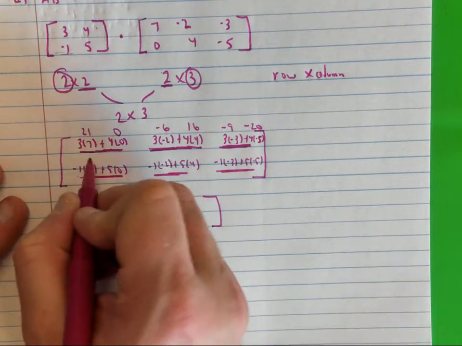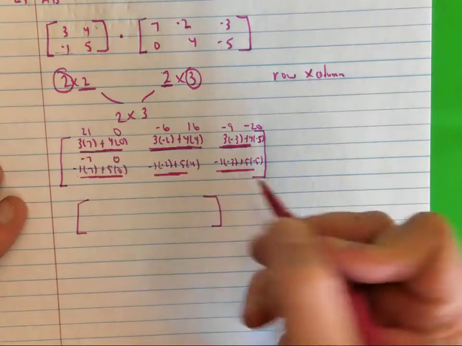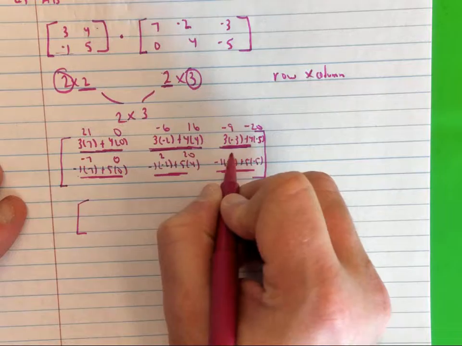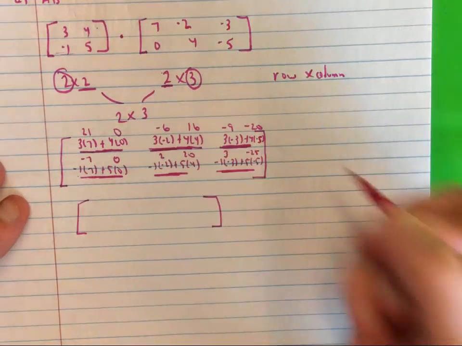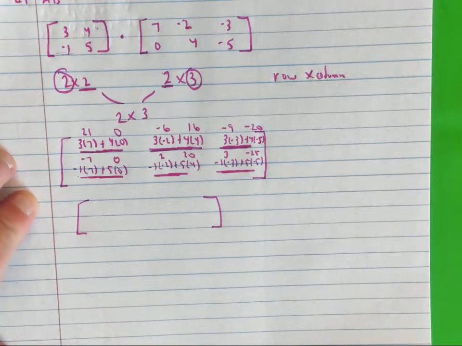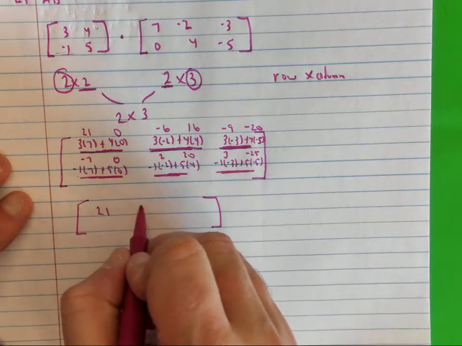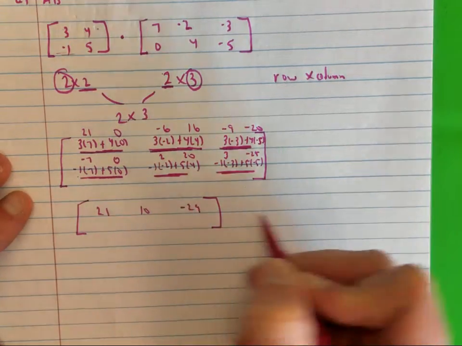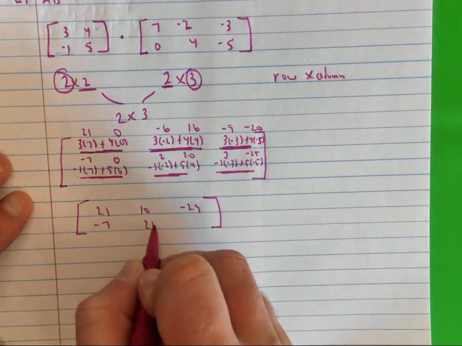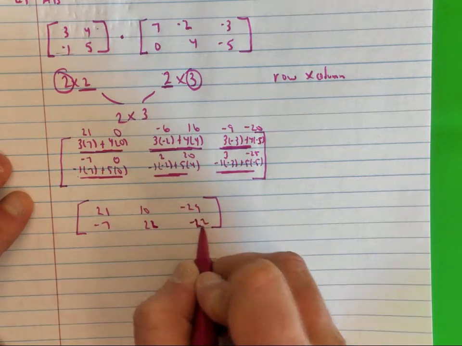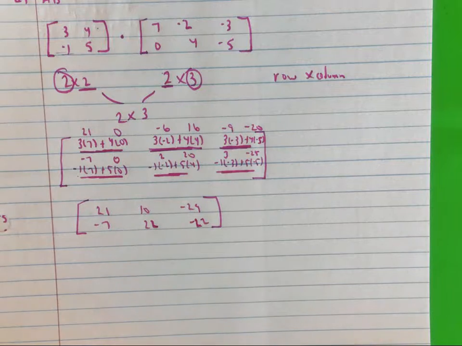Negative 1 times 7 is negative 7. 5 times 0 is 0. Negative 1 times negative 2 is 2. 20. 3. And negative 25. So what I do is I just write it above it and then I combine them. And that gives you your final answer. 21 plus 0 is 21. 10. Negative 29. Negative 7. 22. Negative 22. And that's your answer. Now, if you want to check it using your calculator, you're more than welcome.